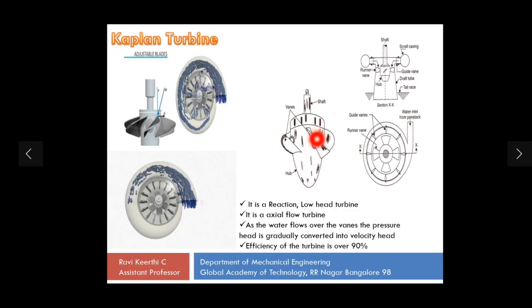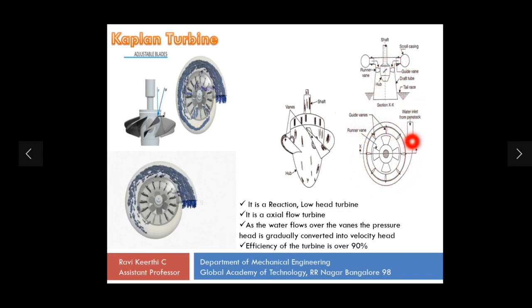So the water hits the blade. These blades are aerodynamically designed in such a way that the maximum centrifugal force is given to this particular shaft, right? So the water flows onto these vanes providing maximum centrifugal force and produces the power here. So these are the two diagrams that you need to draw. You can draw either this diagram or this.